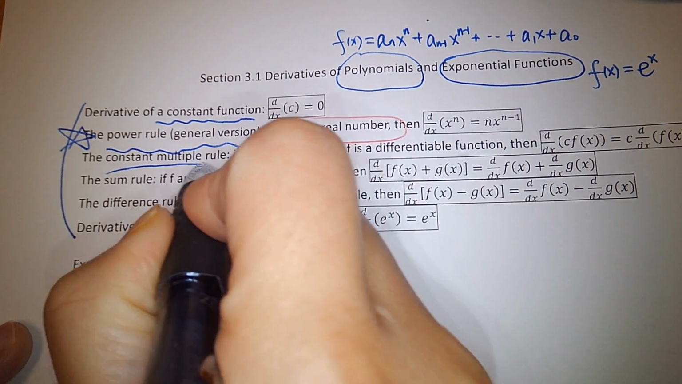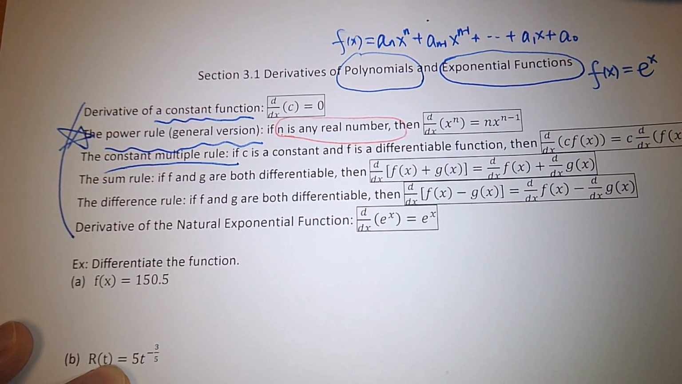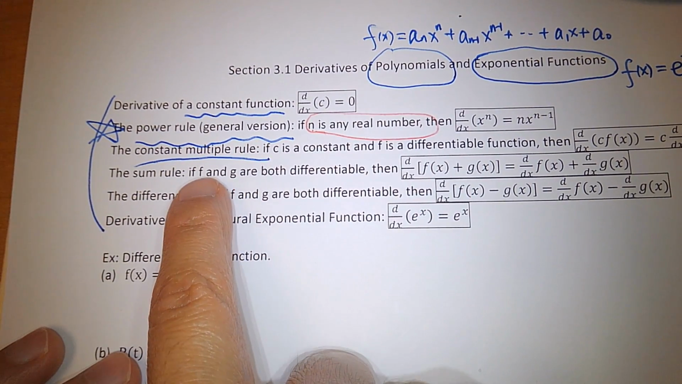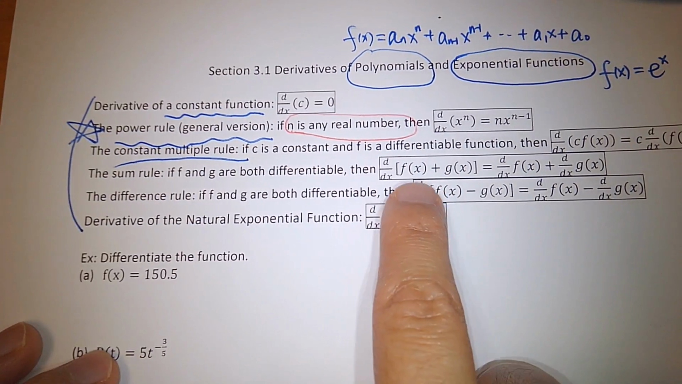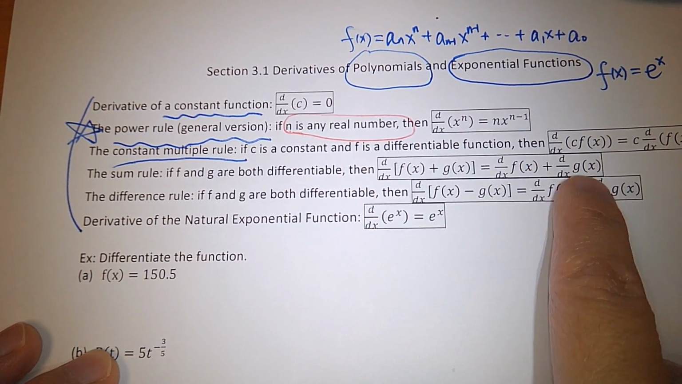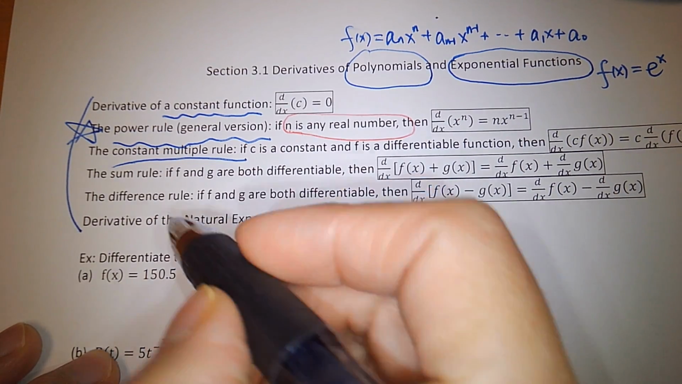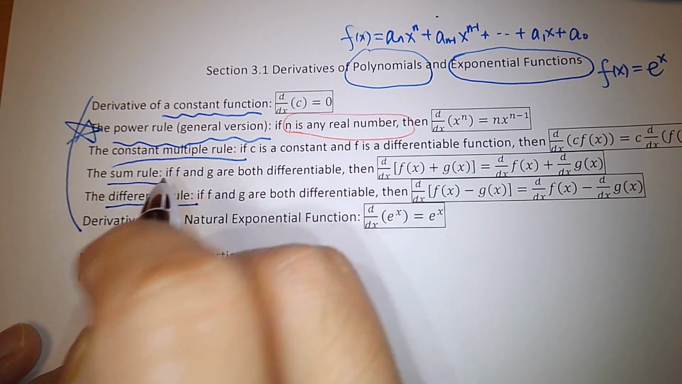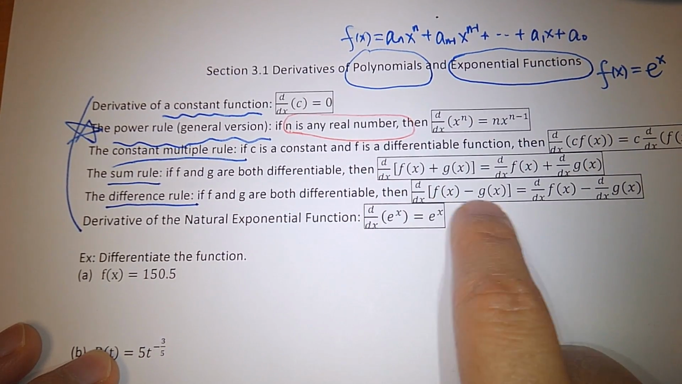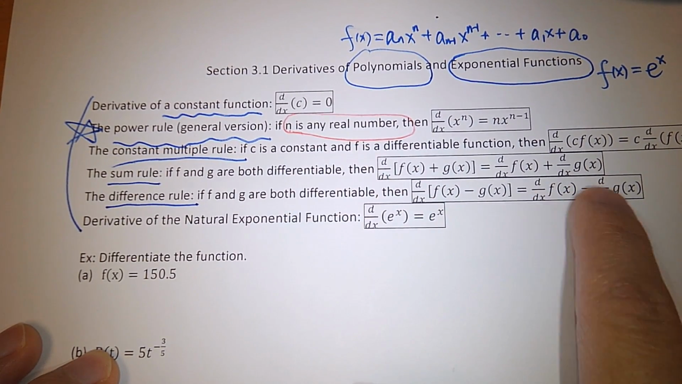Alright, so what is the sum rule? The sum rule means if both f and g are differentiable, then the derivative of the sum can be written as the sum of the two derivatives. That's the sum rule. The difference rule tells us that if f and g are differentiable, the derivative of a difference can be written as the difference of the derivatives.